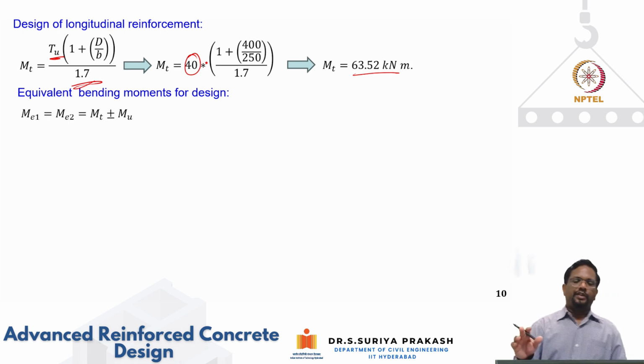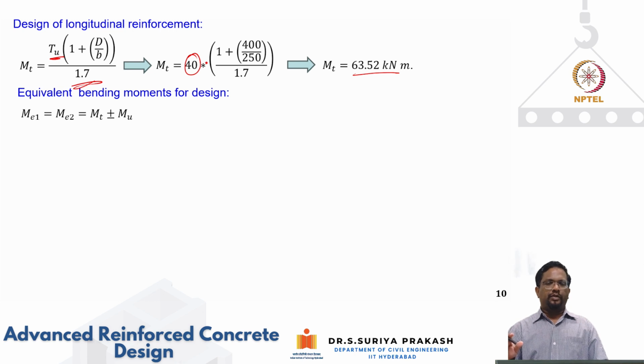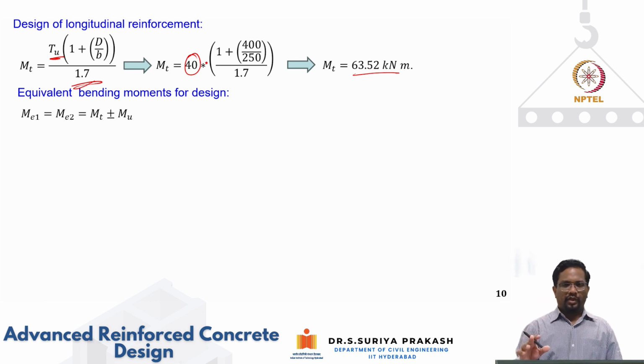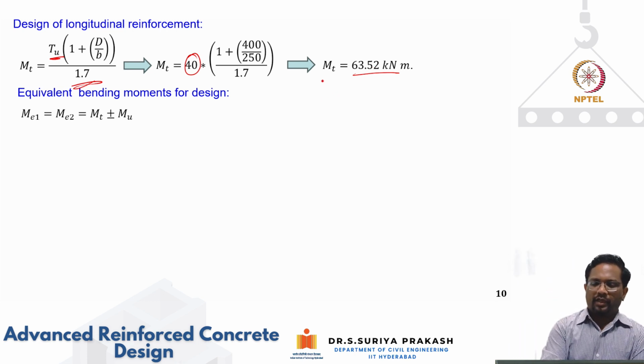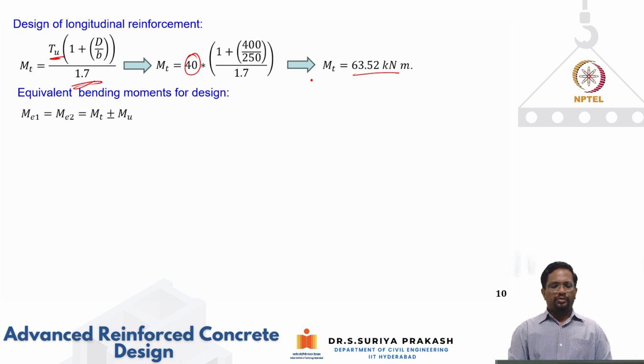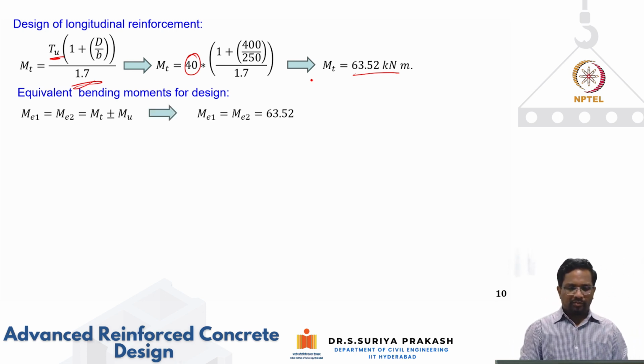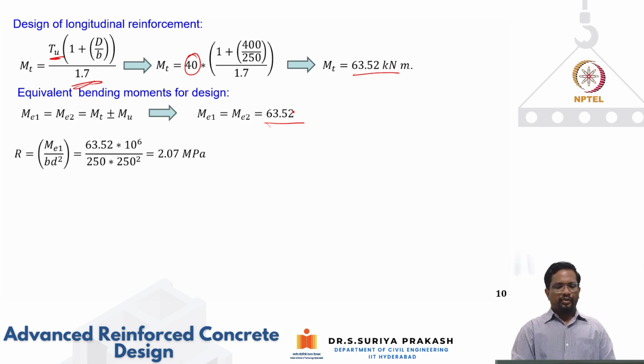Now you see this is an equivalent torsion. So this is a pure torsion case. You don't have bending demand in this process. It's a pure torsion case. So that is the reason. In this case, MT is there, and you have to design for ME1 and ME2, which will be the same, MT plus or minus MU. And this works out to be 63.52 kilonewton meter. That's what we have to design in pure torsion.